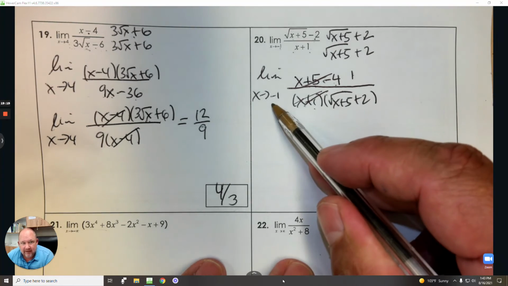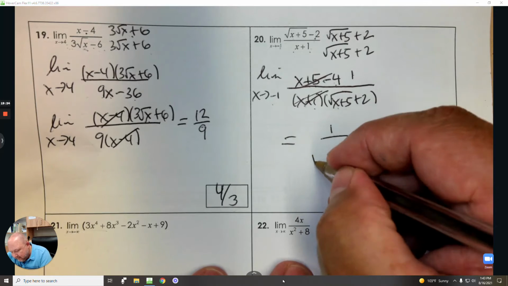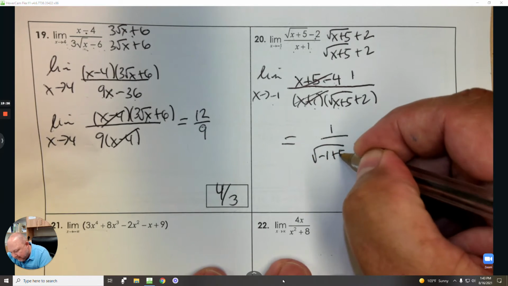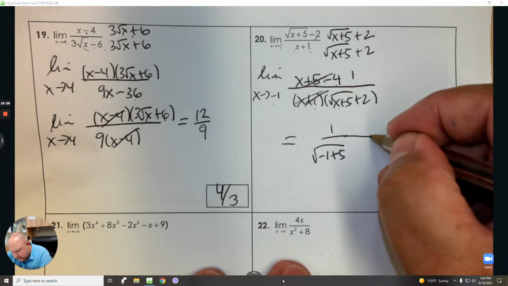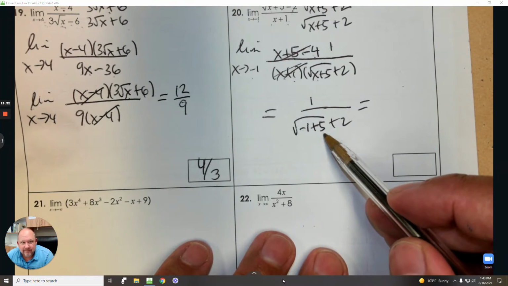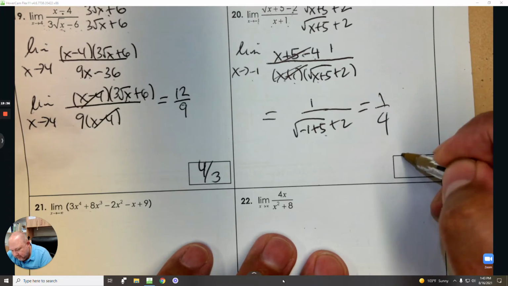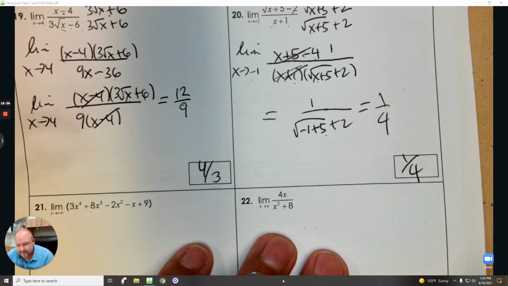And then I'm going to plug -1 in and now evaluate. So we have 1 on top. This is -1 plus 5, plus 2. So -1 plus 5 is 4. So the square root of 4, that's 2 plus 2. So you get 1/4.